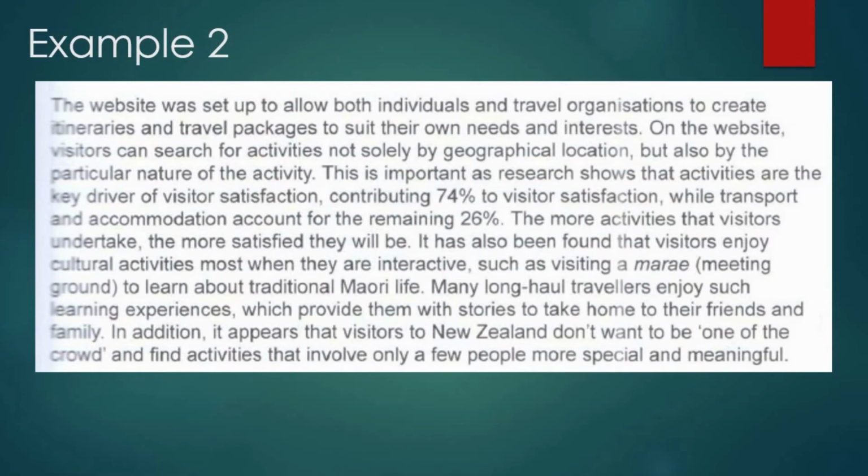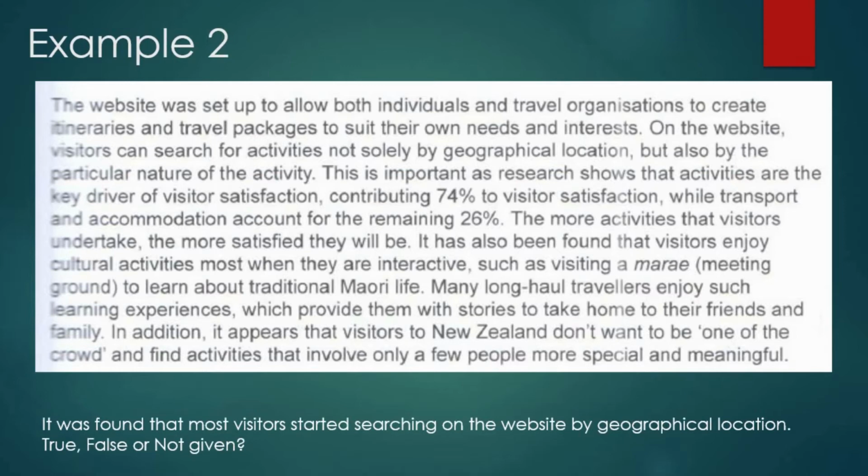Now no need to pause because it is the same paragraph. The statement is: it was found that most visitors started searching on the website by geographical location. True, false or not given. Now pause the video and find the answer. Done? Alright. After reading the passage, there is no information which states that visitors started searching the website on the basis of geographical location. It is mentioned that visitors can search as per the geographical location, but what visitors actually started searching is not mentioned. I hope you got my point.